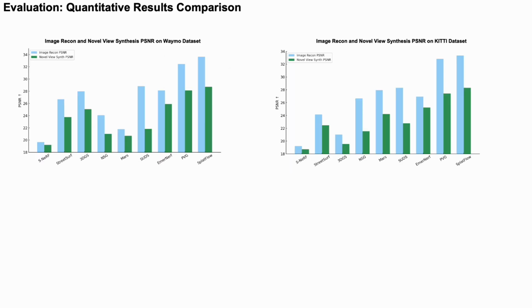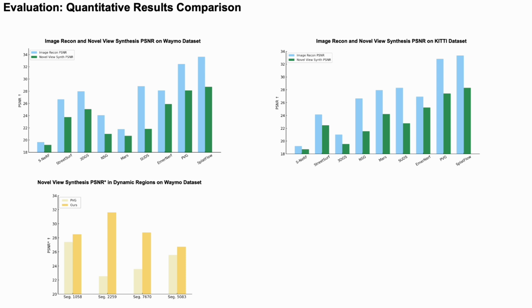The top graph shows PSNR performance on dynamic scenes from Waymo and Kitty, evaluated on image reconstruction and novel view synthesis. SplatFlow consistently outperforms all baselines, highlighting its strength in modeling dynamic content and producing high-fidelity renderings. The bottom left graph shows PSNR on dynamic objects across 4 Waymo sequences. SplatFlow consistently outperforms PVG, demonstrating superior performance on complex, dynamic content.